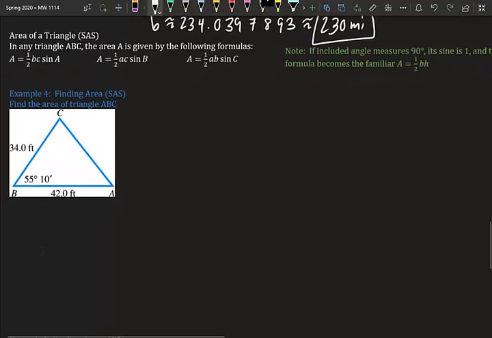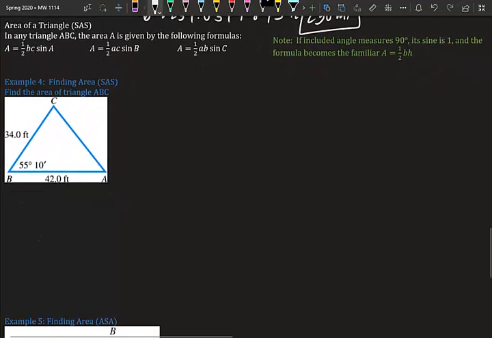All right. Your whole life, maybe, depending on what math you've taken in high school, you've been finding the area of a right triangle. Now we're going to find the area of an oblique triangle. We can find the area of an oblique triangle given a side, angle, and a side, so depending on what you're given, you can use either formula. Note, if the included angle measures 90, its sine equals 1, and the formula becomes the familiar area equals 1/2 base times height.